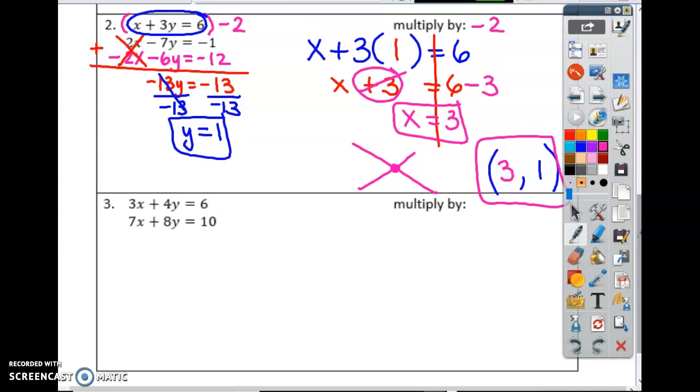What would be the perfect scenario? Is it easier to change my x's or easier to change my y's? My y's. What do I need to multiply by? -2. If this becomes an 8, and this is an 8, you can cancel them. So if I multiply this by -2, then this will become a -8, and then I can cancel. So I'm going to multiply the top equation by -2.